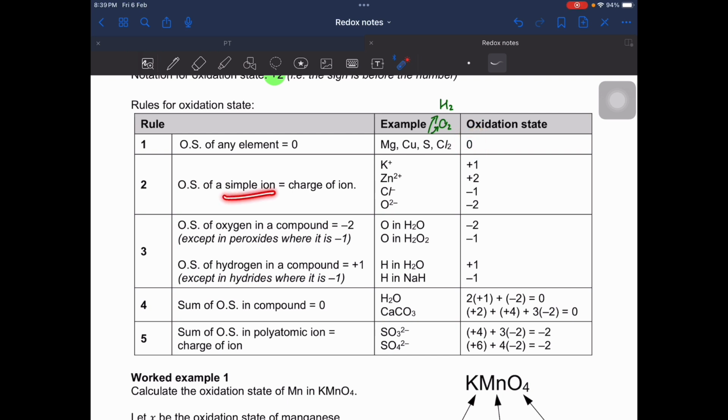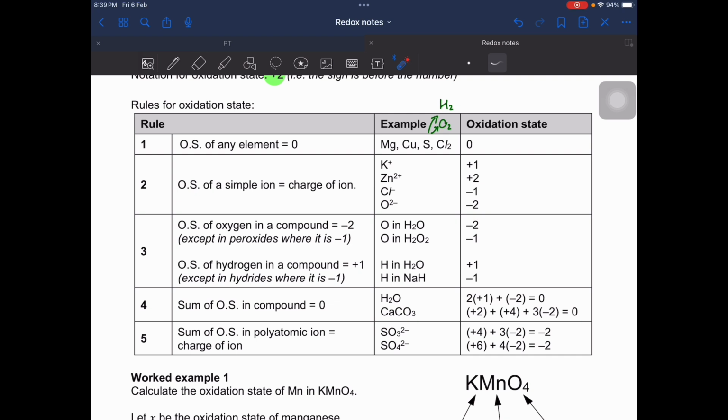If you have an ion, K+, Cu2+, Cl-, O2-, then the oxidation state will be similar to the charges. So if it's a plus here, it'll be written as +1. If it's a 2+, it'll be written as +2. If it's a 2-, it'll be written as -2. Right? So this is what we call oxidation state.